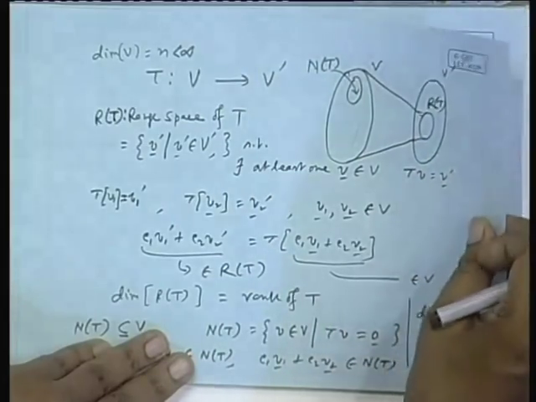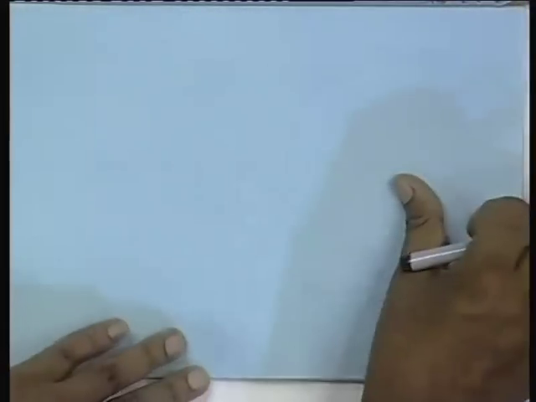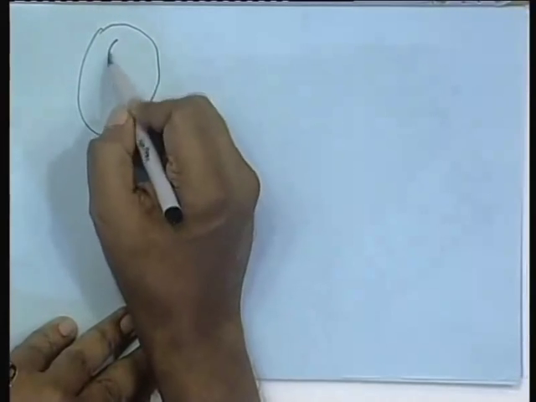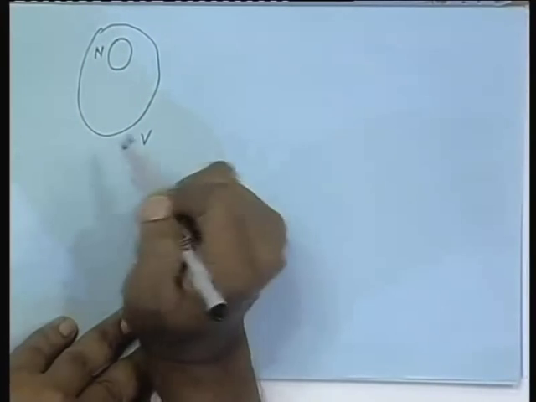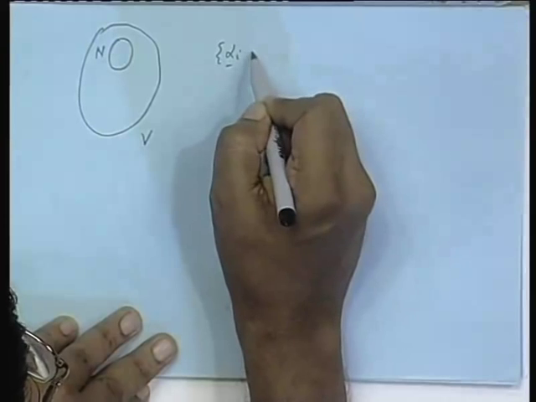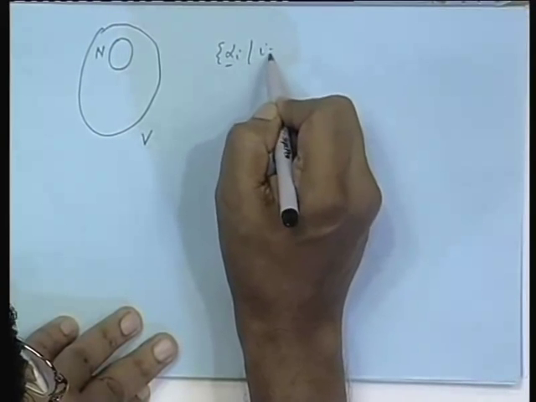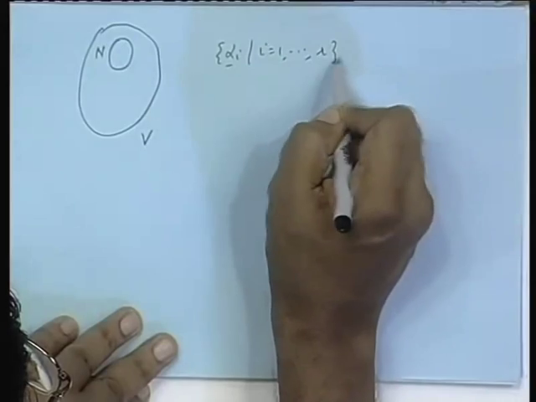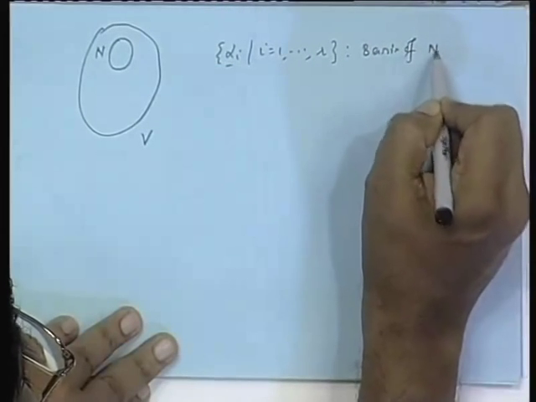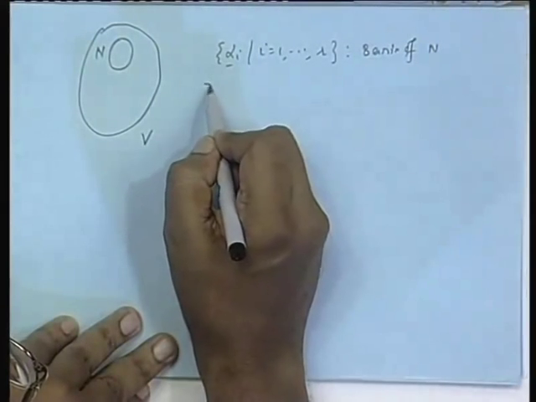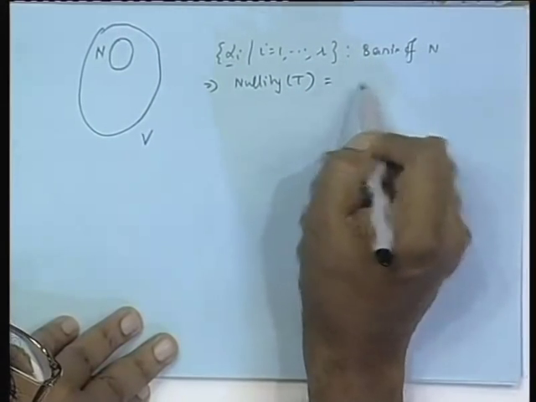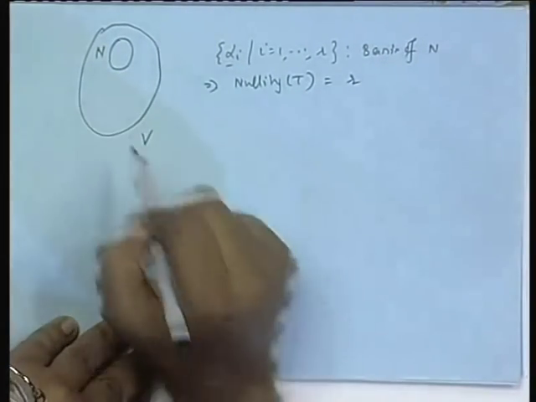That is very important. It is not difficult to prove, we can prove it. Suppose you start with the vector space V and there is this N(T). Let alpha_i, i equal to 1, 2, up to r, be a basis of N(T). That means the nullity of T is r, because that is the dimension.